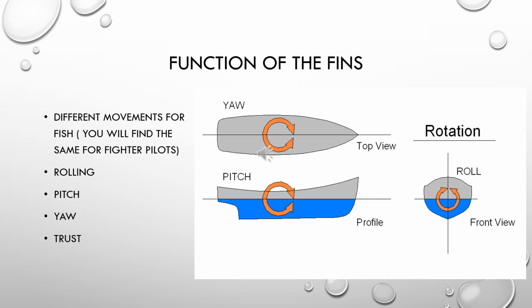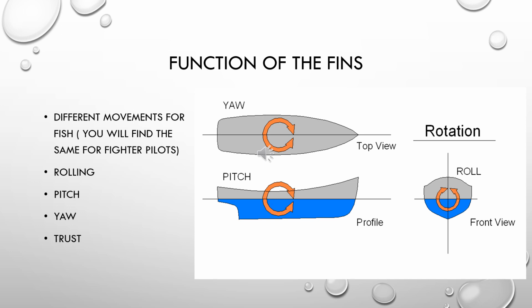Pitch is a movement of the fish's head up and down in the water. A fish will move its head up and down depending on whether it wants to swim upwards or downwards or maybe avoid predation. Pitch is controlled by the pectoral fins and the pelvic fins. Yaw is sideways movement in the water from left to right. It is controlled by the pectoral fins and the pelvic fins.